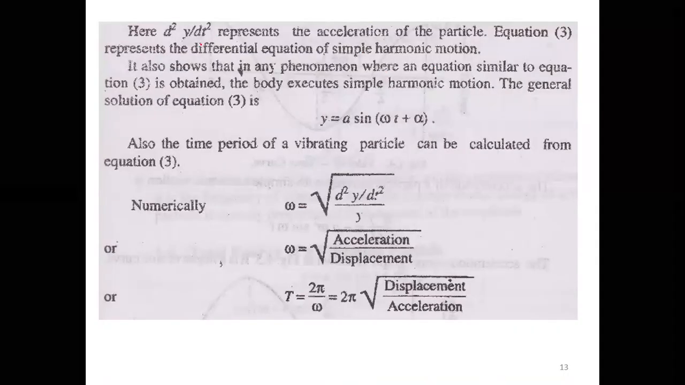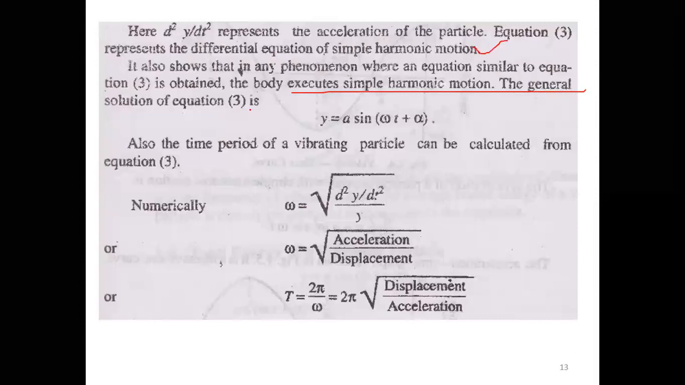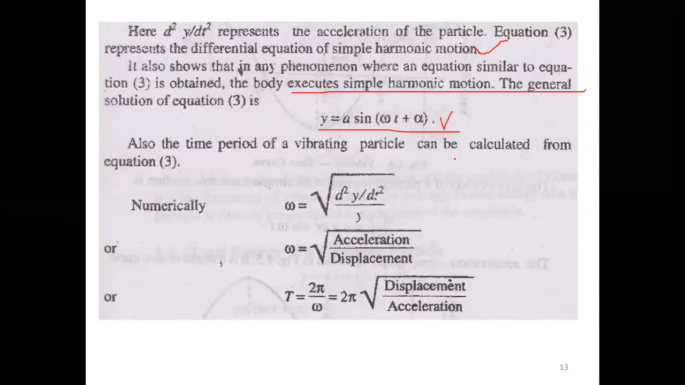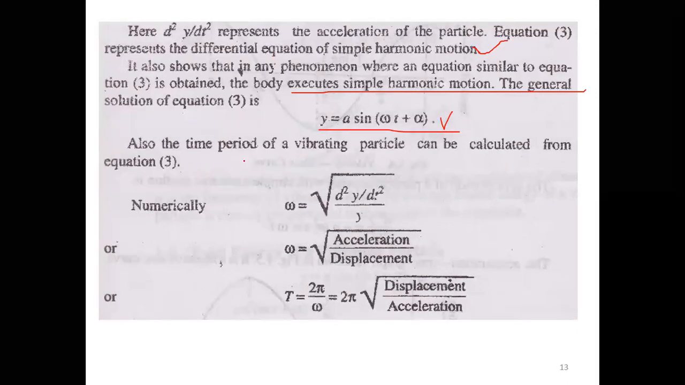Here d square y by dt square represents the acceleration of the particle, and equation 3 represents the differential equation of simple harmonic motion. It also shows that in any phenomenon where an equation similar to equation 3 is obtained, the body executes simple harmonic motion. The general solution of this equation is y equal to a sine omega t plus alpha. Also, the time period of a vibrating particle can be calculated from equation 3.